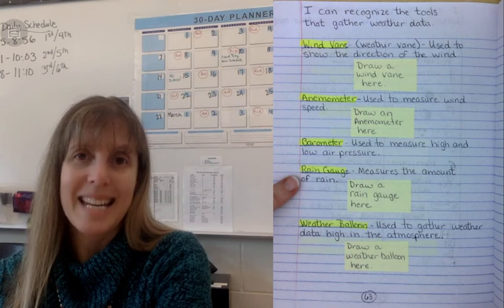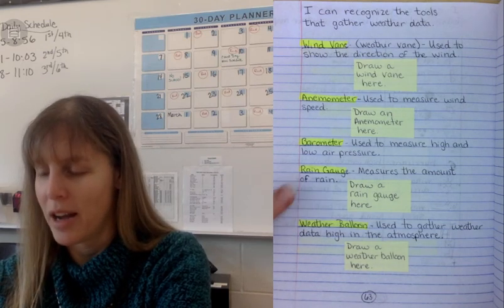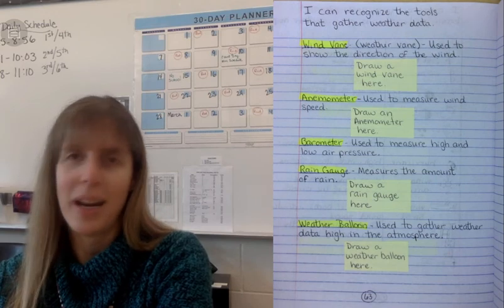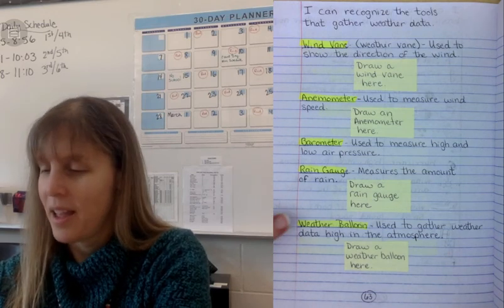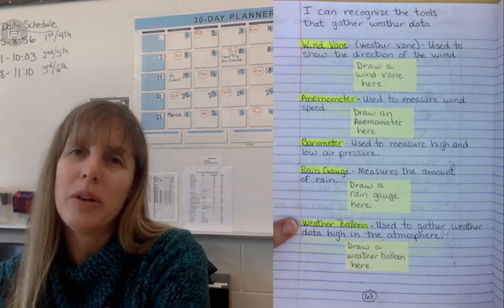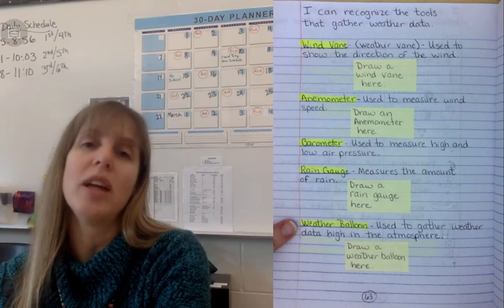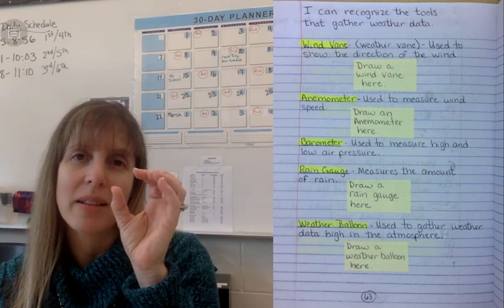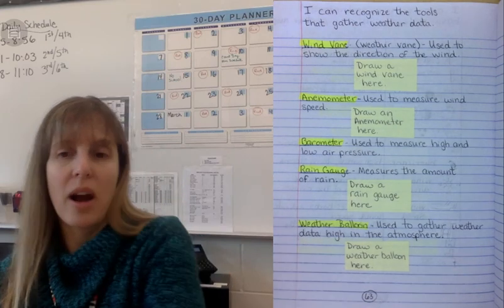This is a rain gauge. Say it with me. Rain gauge. It measures the amount of rain, and you'll see that a rain gauge looks just like a graduated cylinder. Weather balloon. Say it with me. Weather balloon. Not a water balloon, a weather balloon. It's used to gather weather data high in the atmosphere. It's a giant, giant balloon, and then it carries like a little basket or a box of stuff to collect weather data while it's out and about.